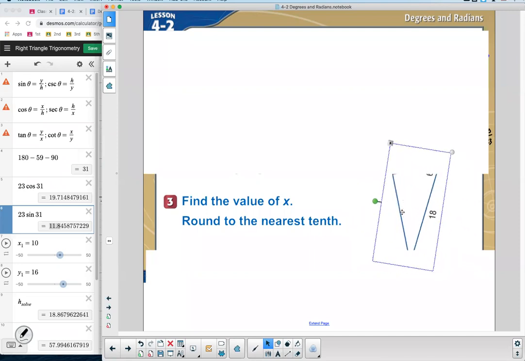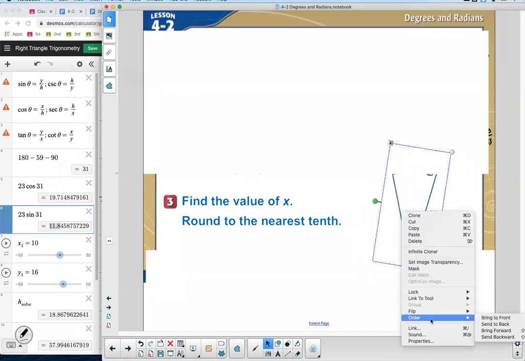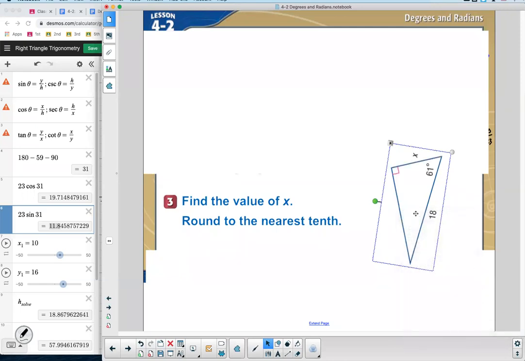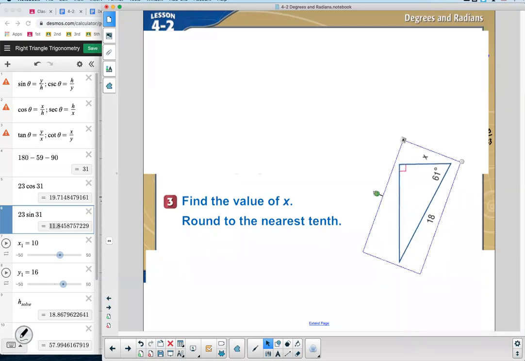Uh-oh. Let me move this to front here. Order, bring to front. I could move the triangle this direction. Now, if I treat it this way, now my angles are on the x-axis and it's labeled properly. So this is probably the good way of solving.